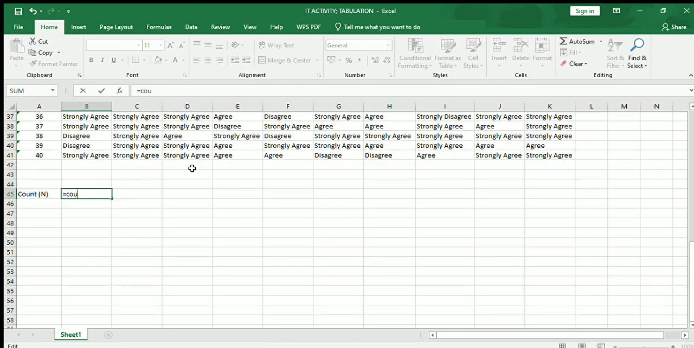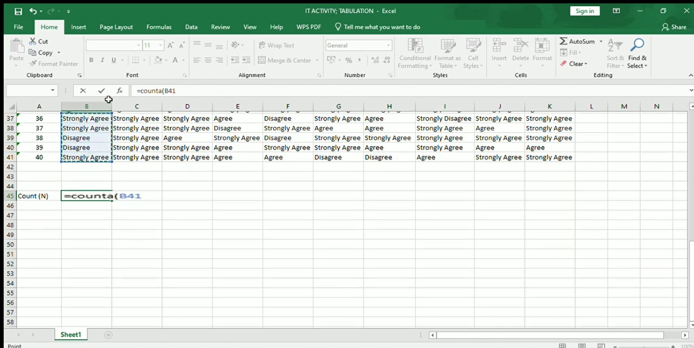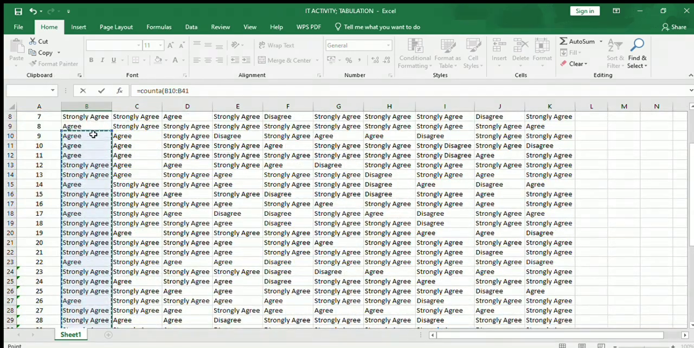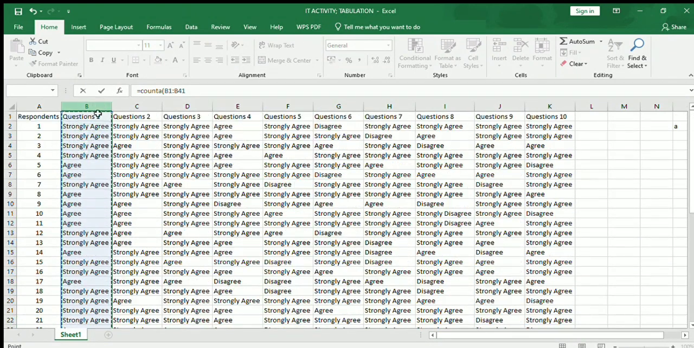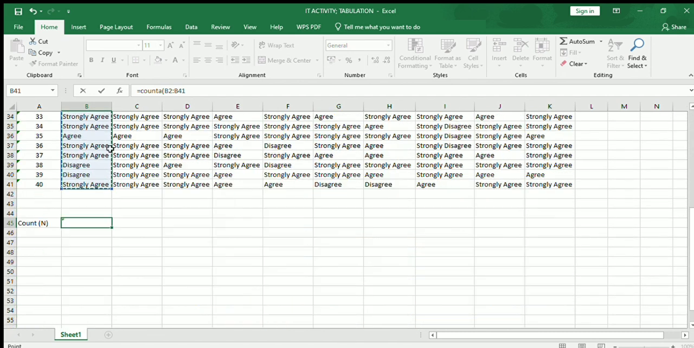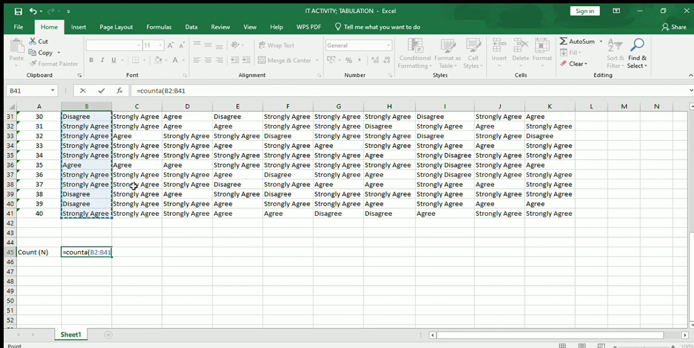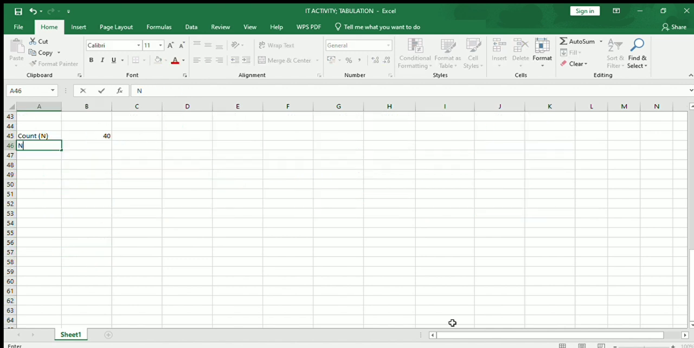To get the answer on the count n, you will write equal sign COUNTA, open parentheses, and highlight 1 to 40 on the B letter, and then close parentheses and enter. Then you will get the count, and then you will get the amount of the respondents who did not answer on your question.